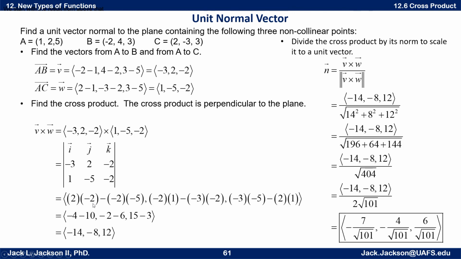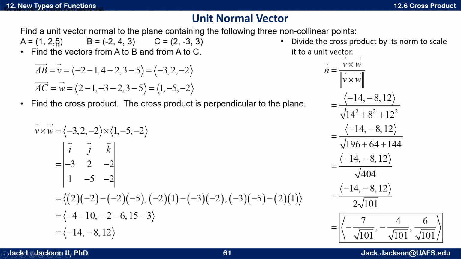Well, as you might expect, we're going to make some use of the cross product. So first we're going to make a vector going from A to B and from A to C. So from A to B, it's basically delta x, delta y, delta z are your components. So it's -2 minus 1 is -3 for the x component, 4 minus 2 is 2 for the y component, and 3 minus 5 is -2 for the z component. We'll call that vector, the vector from A to B, vector v.